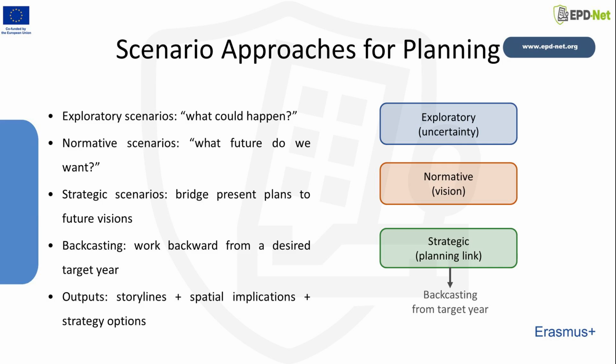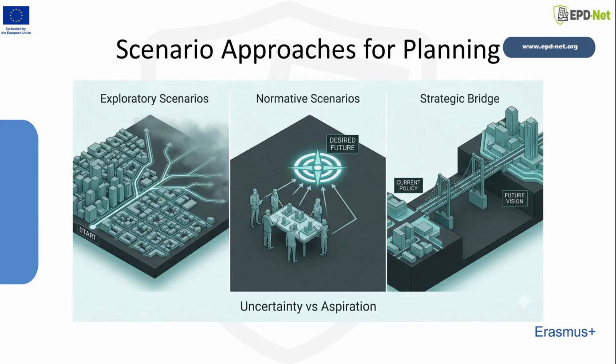packages. Backcasting is closely related, but it has a distinctive logic. It starts from a desired future state and works backward to identify the steps needed to get there. The output of these methods is not just a story. Ideally, scenario work produces structured implications for land use, infrastructure, governance, and investment priorities. In resilience planning, the point is to create a bridge from uncertainty and aspiration to plausible, sequenced, and monitorable planning action.